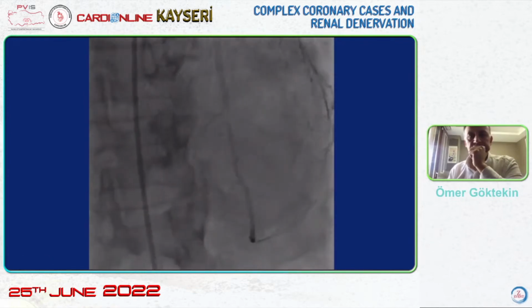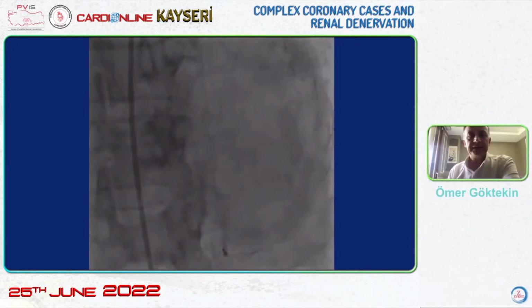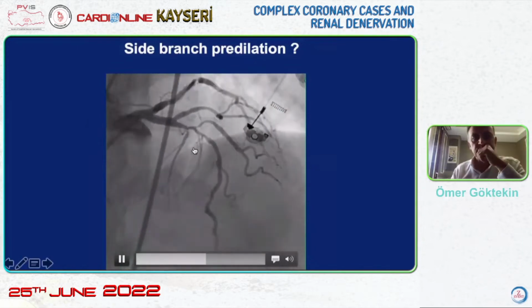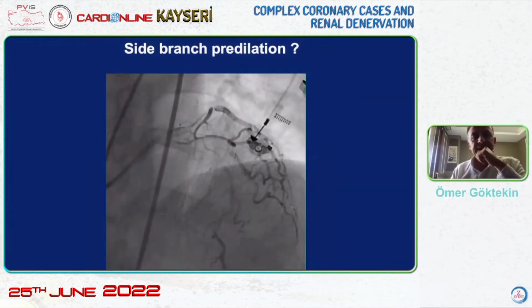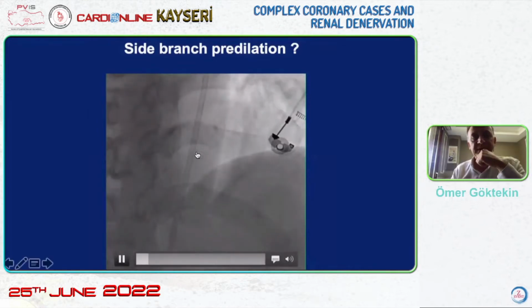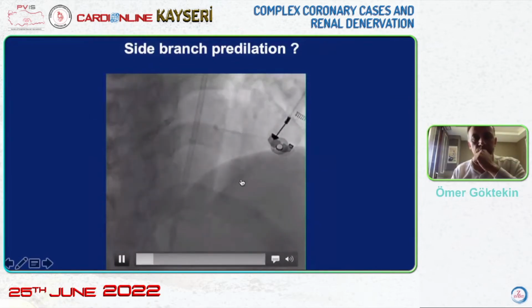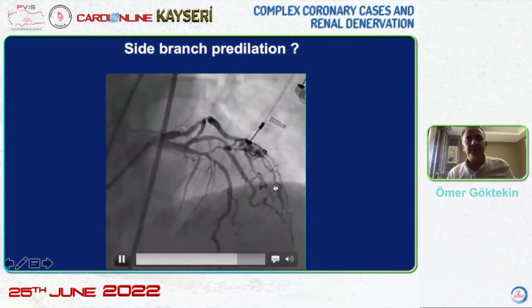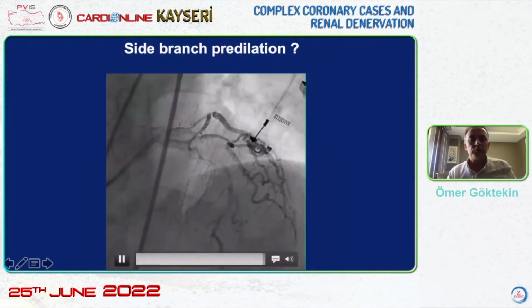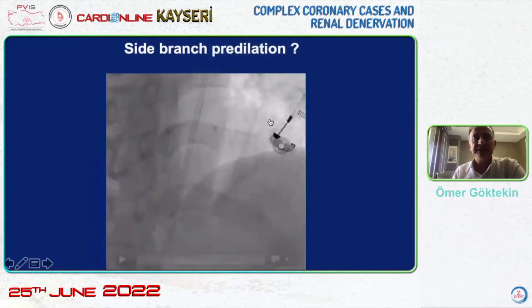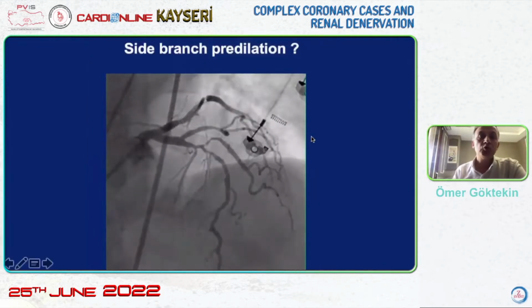This is the image after kissing. The flow is back. Although it's not good. This is the last slide. Side branch predilatation. Before rewiring, ballooning, this is something I give importance to. If there's a rewire and kissing, if we are going to put a stent, we shouldn't balloon this part.